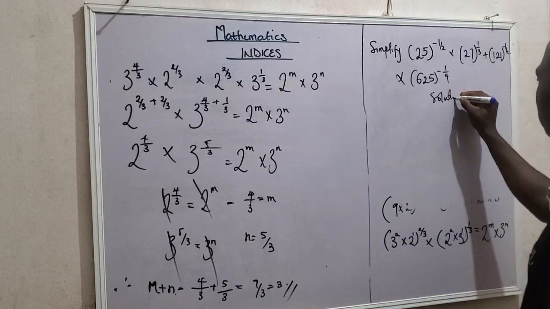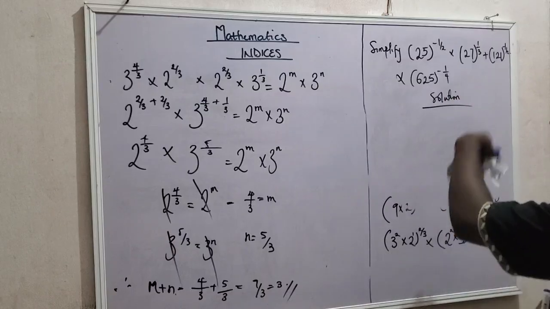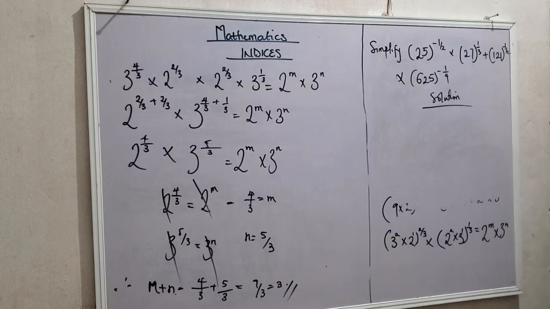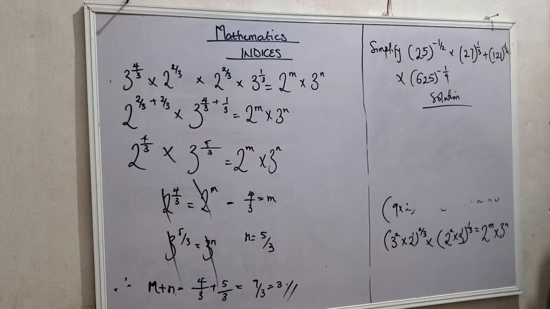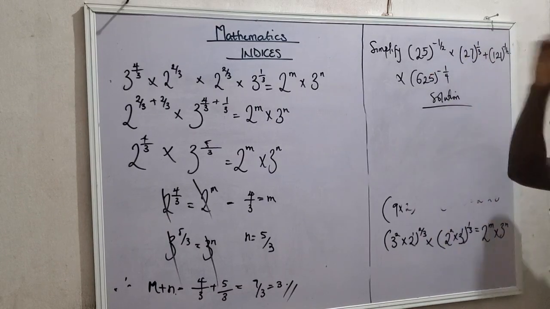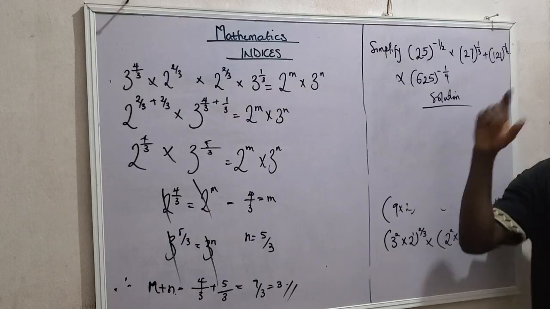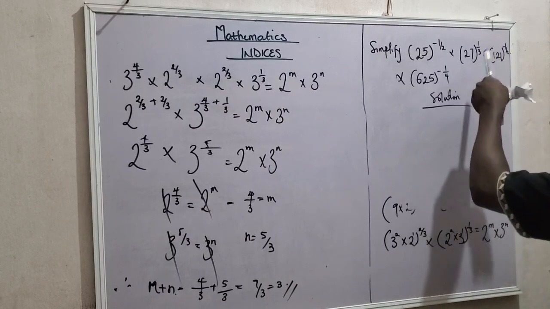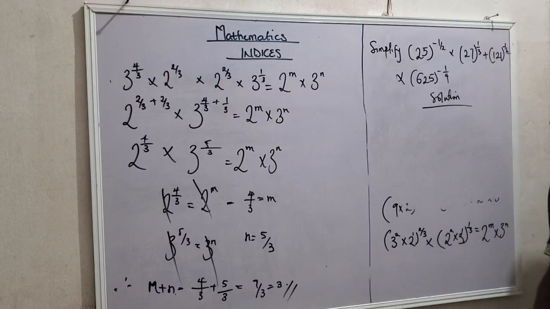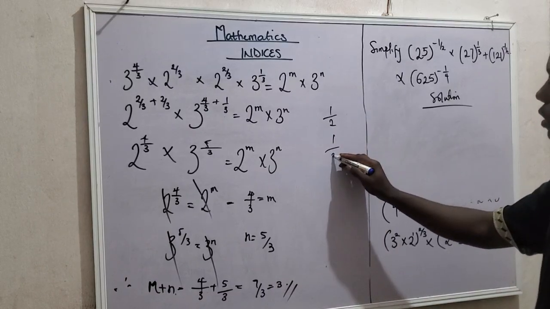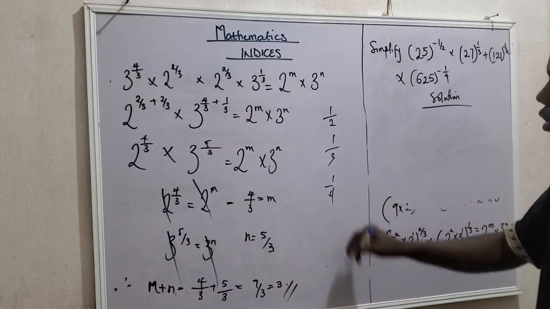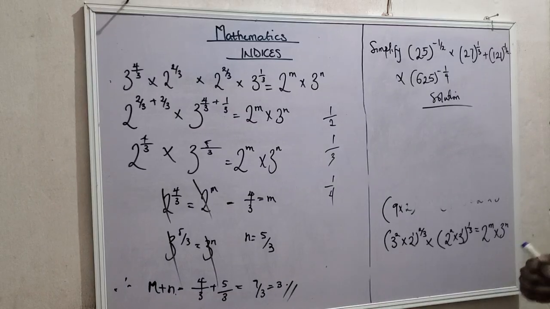25 to the power of minus 1 over 2. From the negative law of indices, you remember that when we have a negative power, the negative sign means 1 over the same base raised to that same power. Now 1 over 2 is also known as square root in indices. 1 over 3 is cube root. 1 over 4 is fourth root. And that is how it goes.